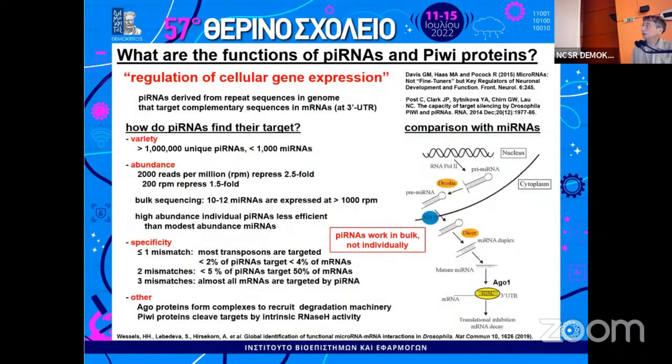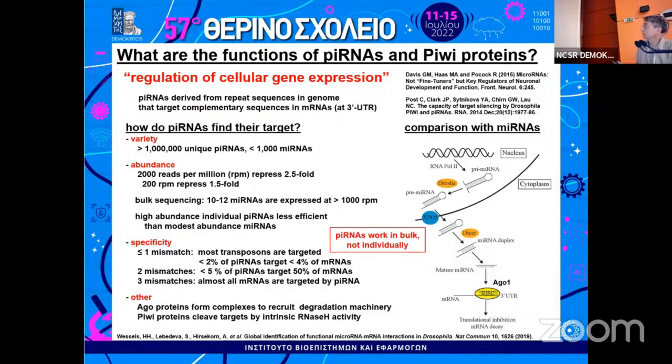Another function of the piRNAs, this is a more extended function, is in the regulation of cellular gene expression. In this case, it's envisioned that piRNAs derived from repeated sequences in the genome can target complementary sequences in messenger RNAs. In that case, piRNAs will work something like miRNAs.